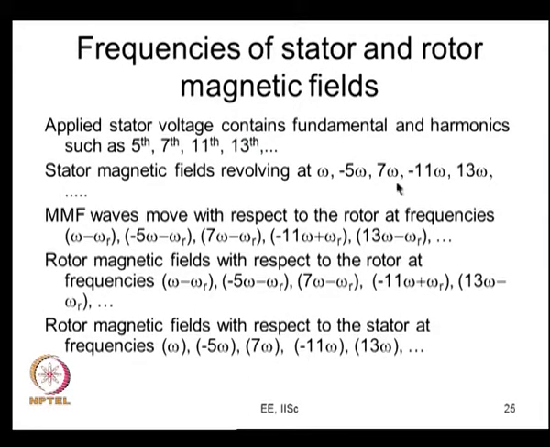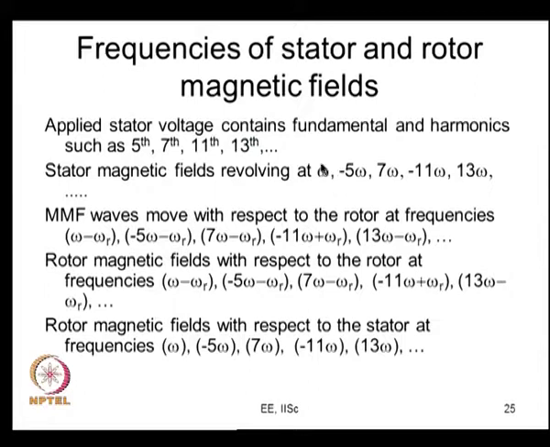It rotates at 7 times omega and in the same direction as the fundamental, and therefore I have shown it by a positive sign. Similarly, for 11 and 13 you will see that it is minus 11 omega and this is 13 omega. So you have these frequencies going around like this. Now, if you have a harmonic pair, you will find that one of them will be negative, the other one will be positive. So it goes on like that.